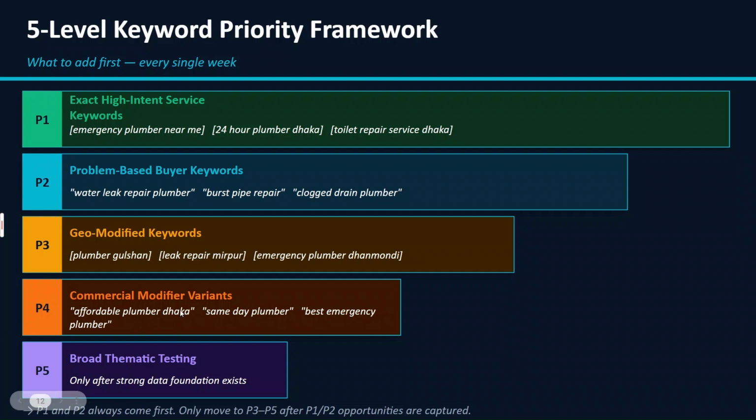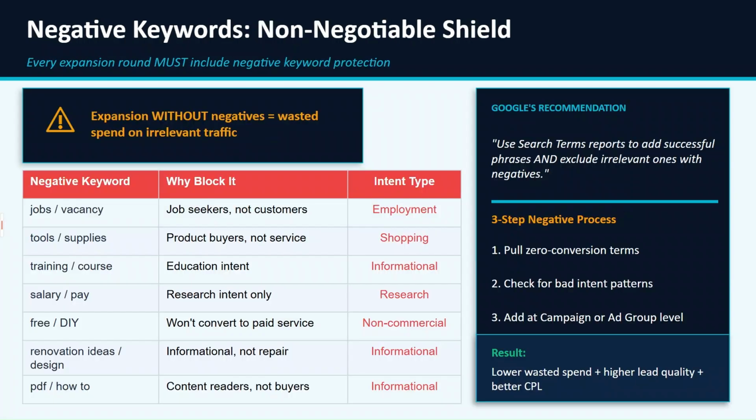Priority 4 is commercial modifier variants. Affordable plumber Dhaka, same day plumber, best emergency plumber. These work but need quality control, because cheap and best can sometimes attract lower quality leads. And priority 5 is broad thematic testing. Only do this at last, after you have solid data in the account and strong negatives in place. So the key rule is: do priority 1 and priority 2 first, every single week. Only move to priorities 3, 4 and 5 after the top priorities are handled. So always remember this.